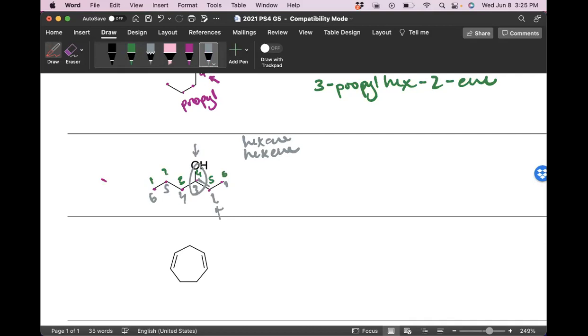So if we were to name it, we would have hex-2-ene. However, we also have a 3-ol. Hex-2-en-3-ol, an enol. And don't forget, you have to drop that E if it's only one alcohol. If it was a diol, you would keep that E. Let's erase this, because as it is right now, the answer we put down is still mostly incorrect.